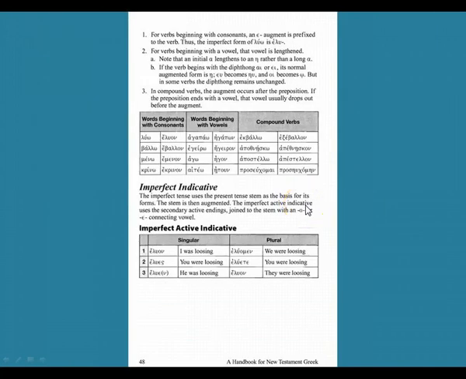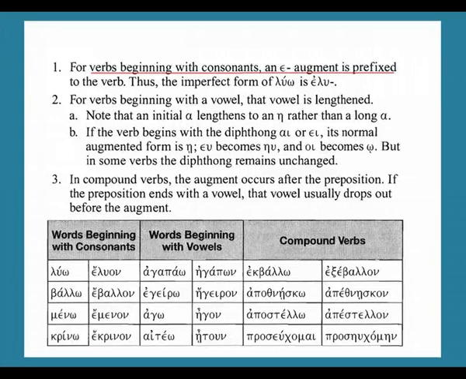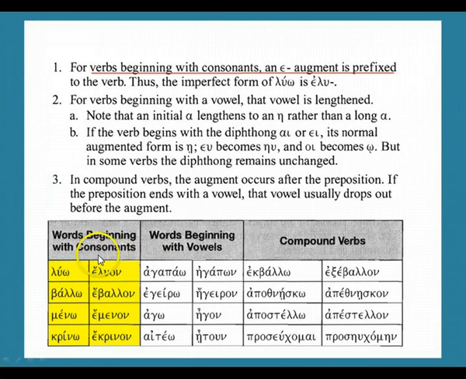Going on to the top of page 48, we get a description of how verbs receive their augments. Verbs that begin with a consonant receive an epsilon augment. So here are examples of that. Luo, ballo, meno, and krino all take the epsilon augment at the beginning of the verb stem, and as a result, the epsilon augment is the way to tell that those are past time verbs.